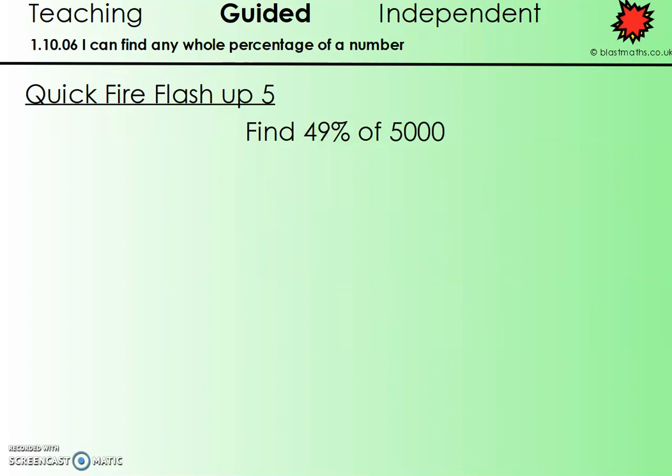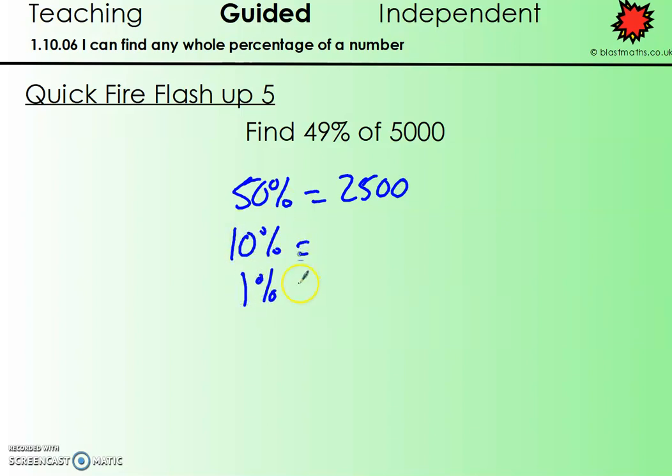Second question. Pause the video and give it a go. Now for this one there's a few different ways of doing it. I'm going to jump straight to 50%. 50% is 2,500, I half it. Then I can just find my 10%, my 1%. Well, 10% is 500, divided by 10 again gives me 50.